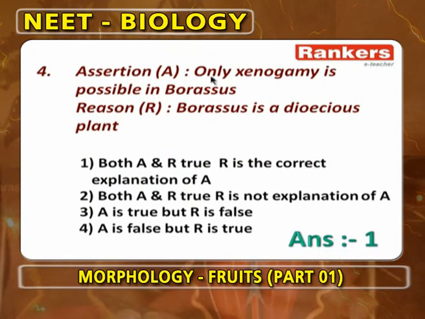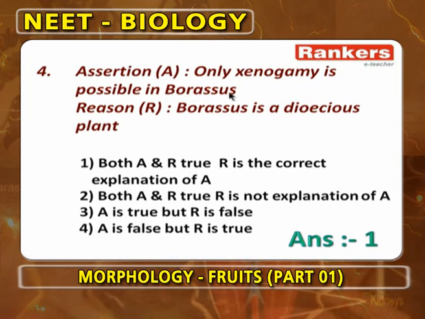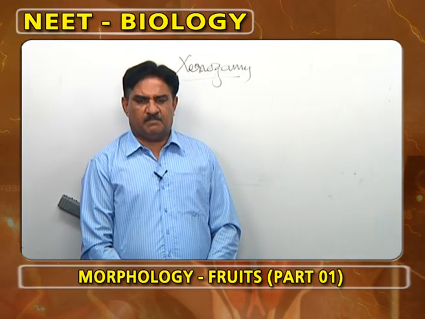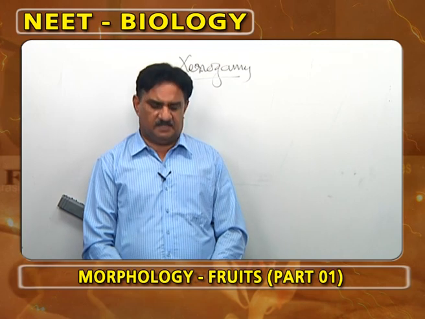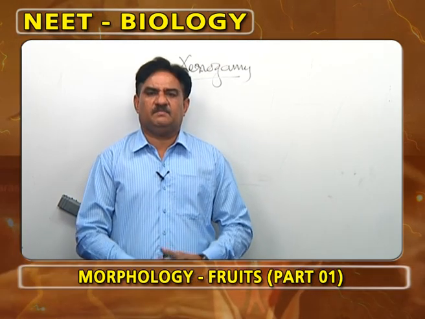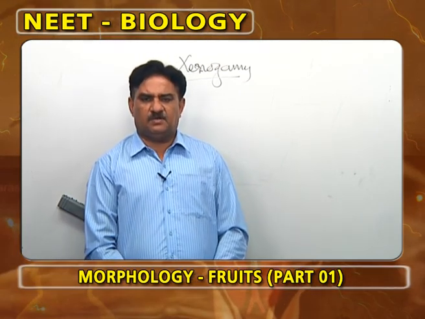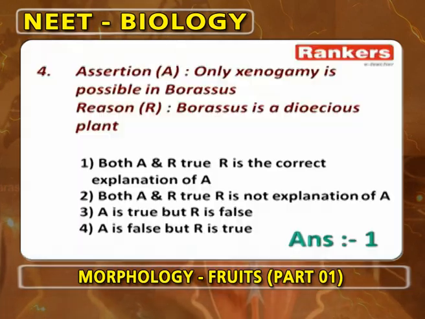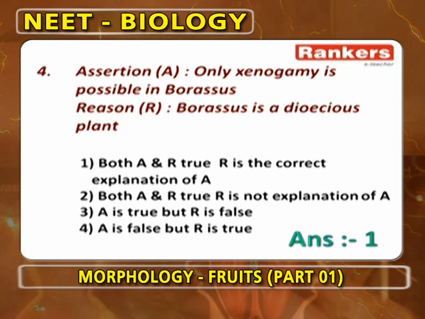Now, assertion. Only xenogamy is possible in Boerhaavia. Boerhaavia is a dioecious plant. Whenever there is a dioecious plant, male plant and female plant are separate. Male plant shows only male flowers with androecium. Female plant shows only female flowers with gynoecium. No chance of self-pollination, only cross-pollination occurs, and that cross-pollination is also xenogamy. Pollination between two different flowers of different plants belonging to the same species. So, only xenogamy is possible in Boerhaavia is correct.